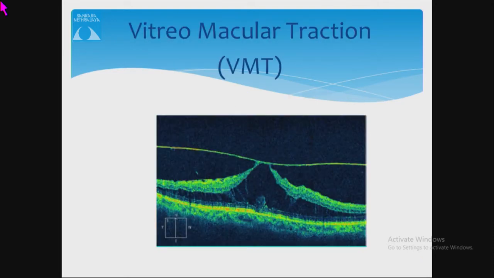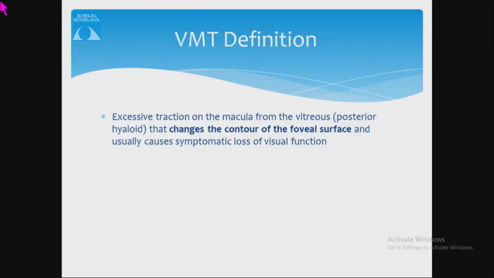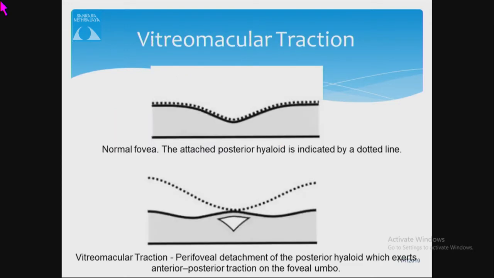The next is vitreomacular traction. The IVTS defined VMT as excessive traction on the macula from vitreous that changes the contour of the foveal surface and usually causes the symptomatic loss of visual function. This image shows how the taut posterior hyaloid attached to the fovea can cause a change in the shape of the fovea.